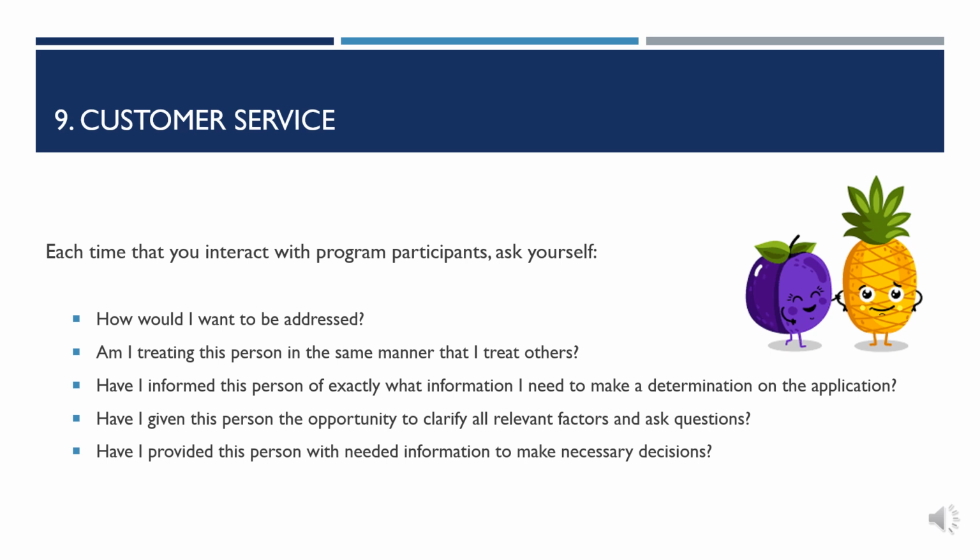The ninth element of civil rights is customer service. Good customer service will help reduce or eliminate complaints of discrimination. Each time that you interact with program participants, ask yourself, how would I want to be addressed? Am I treating this person in the same manner that I treat others? Have I informed this person of exactly what information I need to make a determination on this application? Have I given this person the opportunity to clarify all relevant factors and ask questions? Have I provided this person with needed information to make necessary decisions?